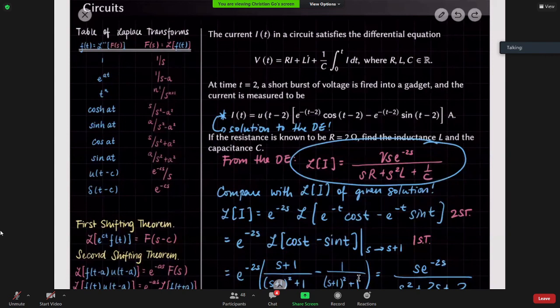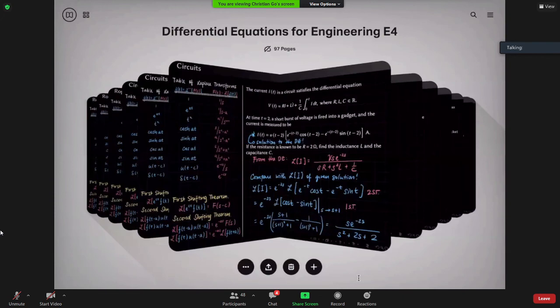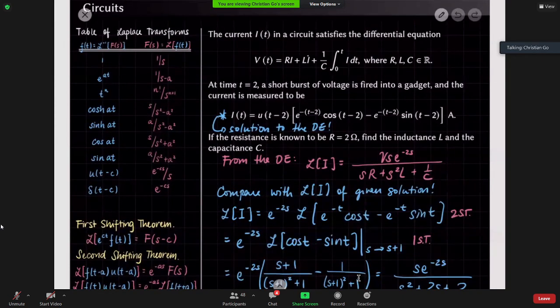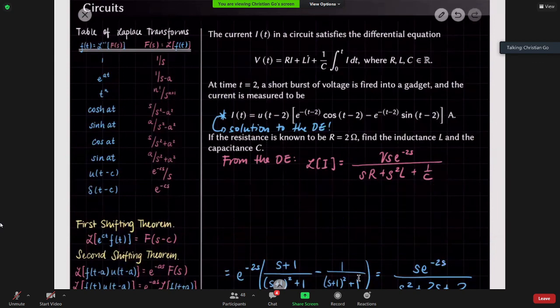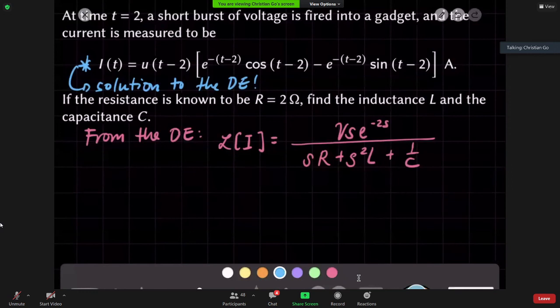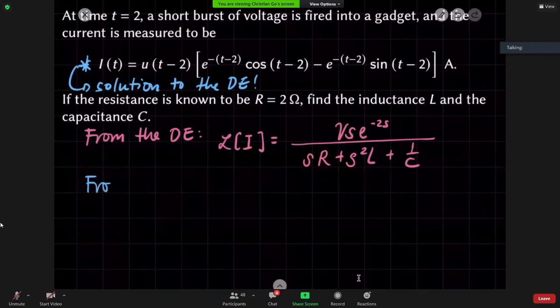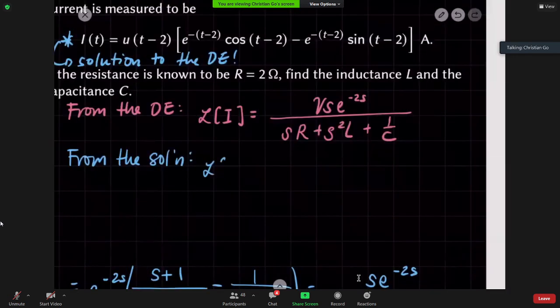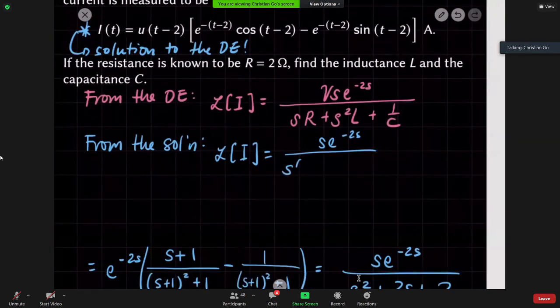Okay. So our last step for this problem, we compare the Laplace transform we obtained from the differential equation with the one we obtained from the given solution. The one we obtained from the differential equation is already over here. It is equal to s e to the minus 2s all over s times 2 plus s squared times 1 plus 2.